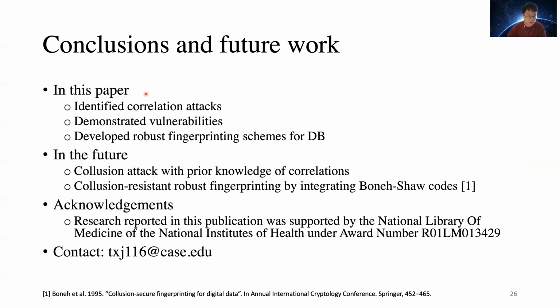Now for the conclusion. In this paper, we identify the correlation attack, show the vulnerability of existing schemes against the attack, and also develop a robust fingerprinting scheme for databases. In the future, we will consider collusion attacks between different malicious service providers with different sets of prior knowledge. We also want to develop a collusion-resistant robust fingerprinting scheme by integrating the BS code.